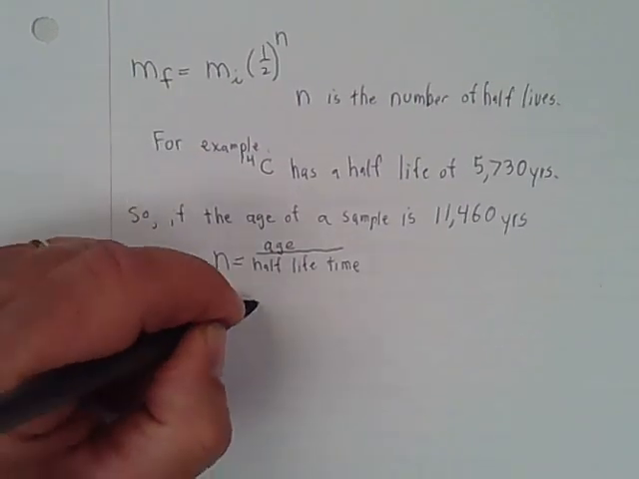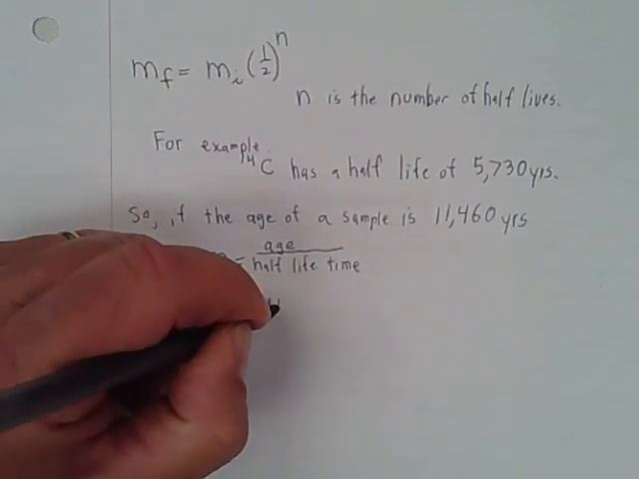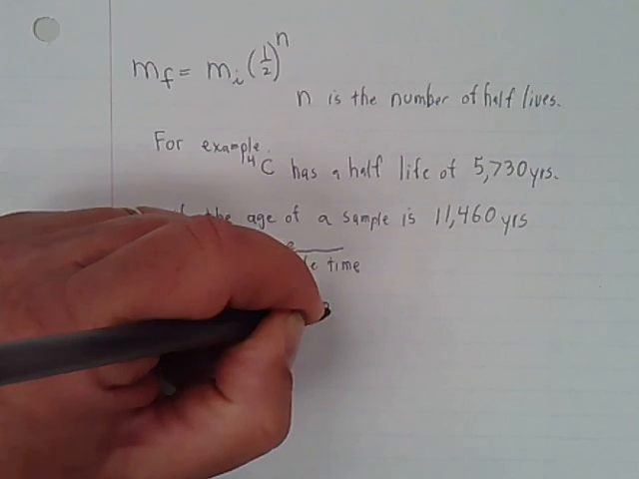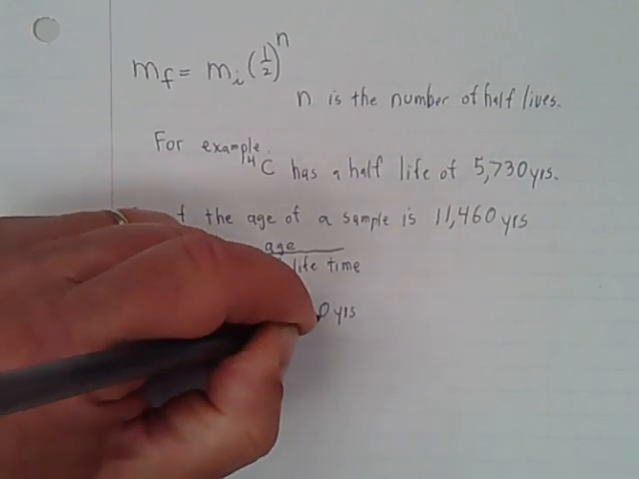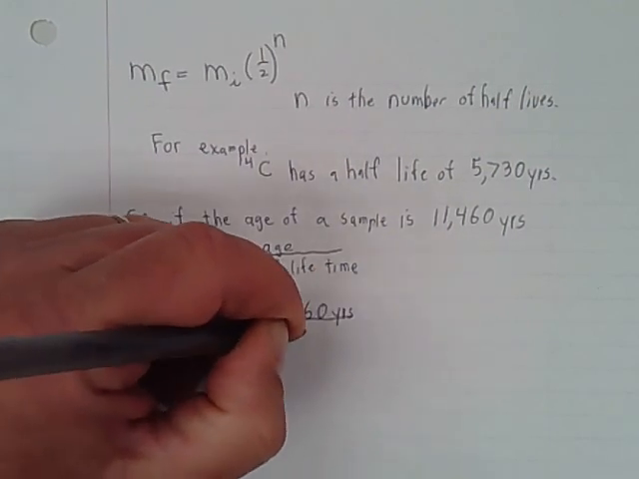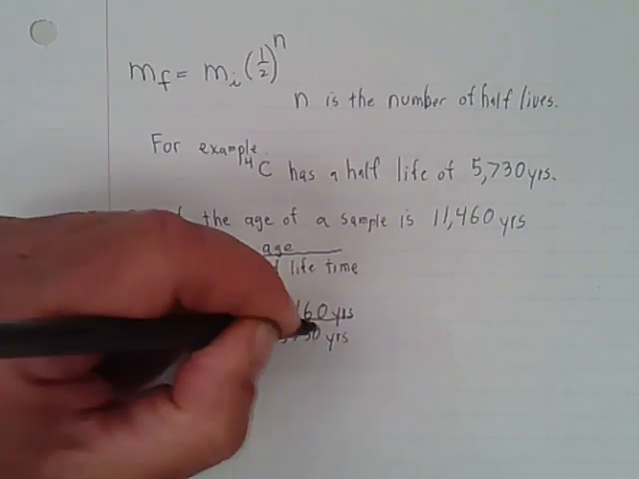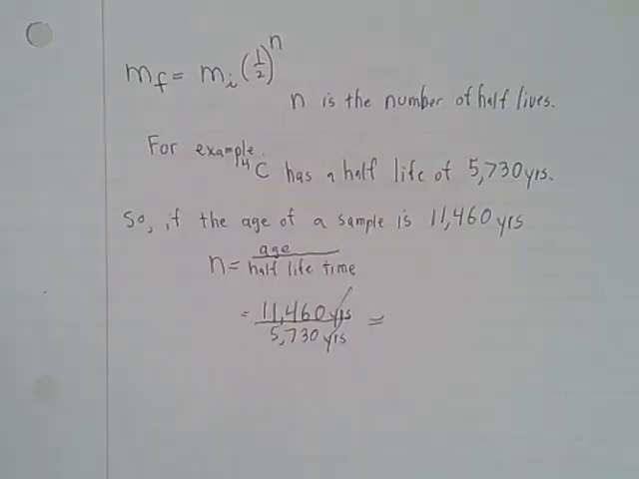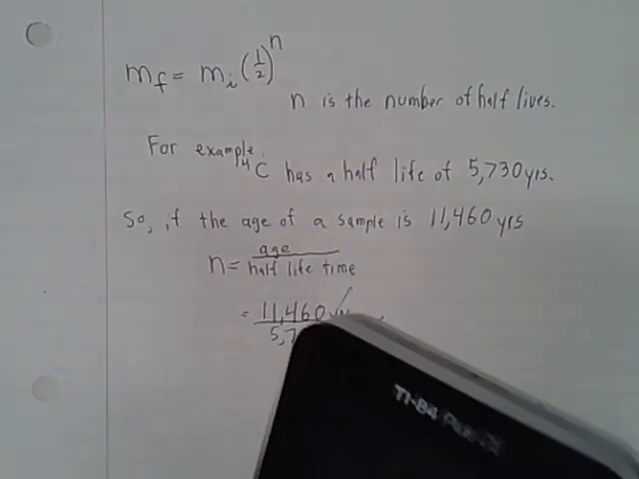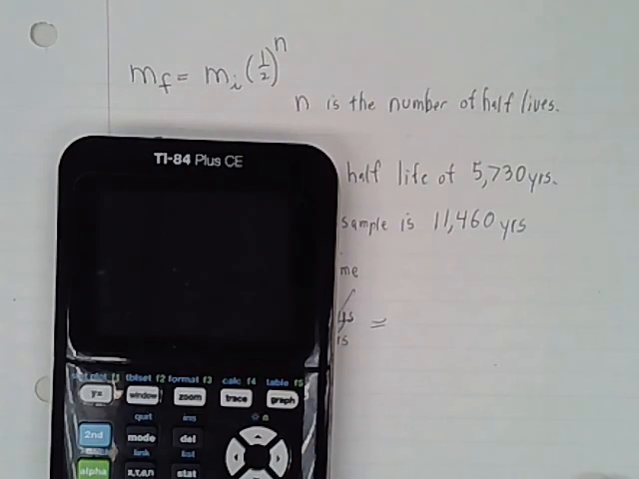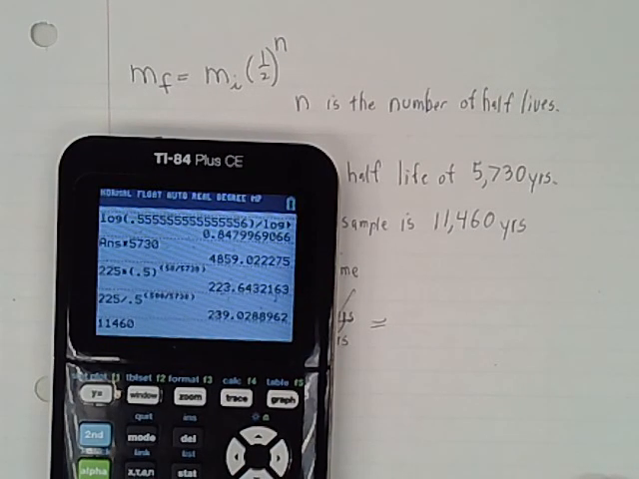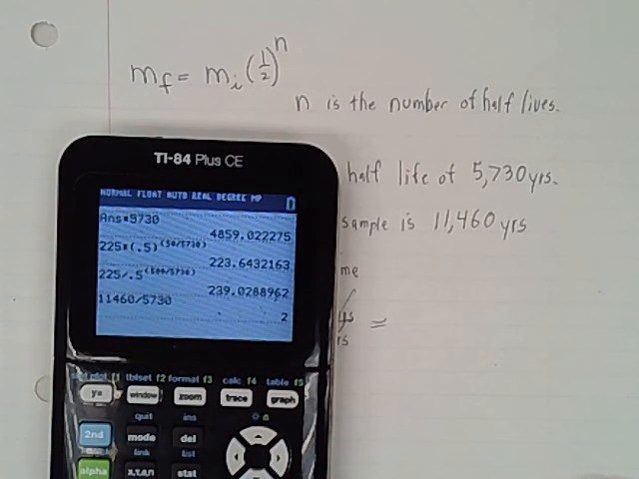So in this case, 11,460 years divided by 5,730 years. The units cancel. And thanks to modern technology, I have a calculator. 11,460 divided by 5,730, enter, is equal to 2.